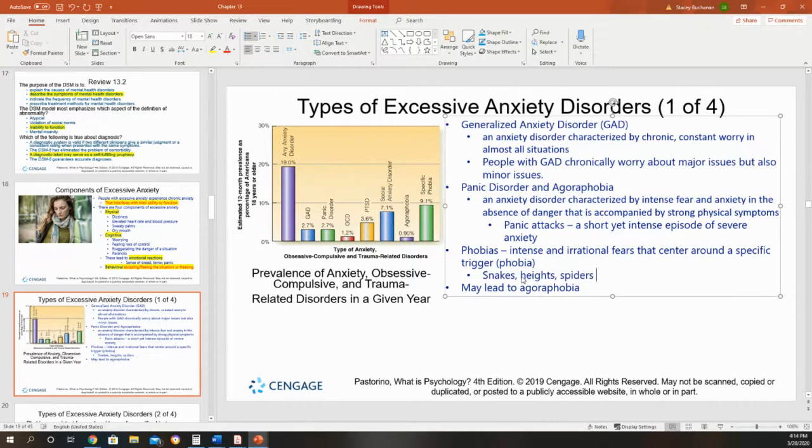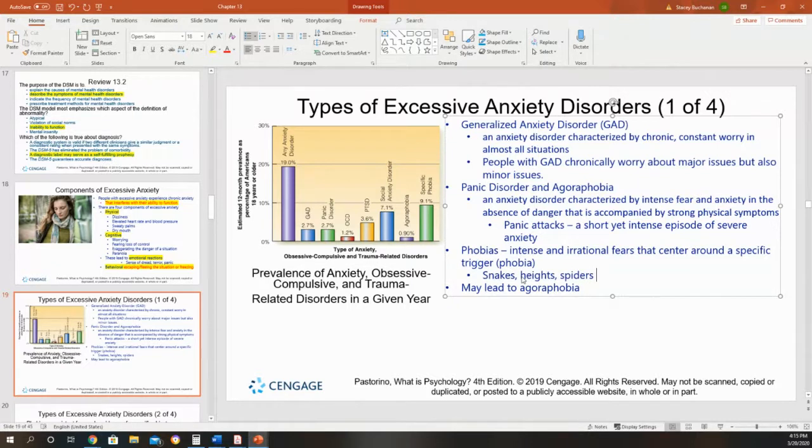So they then lead to a pathological or constant, we'll just go with constant, avoidance of the trigger. So if you're afraid of snakes, you're going to do everything. If you have a severe phobia of snakes, you're going to do everything you can to avoid snakes.